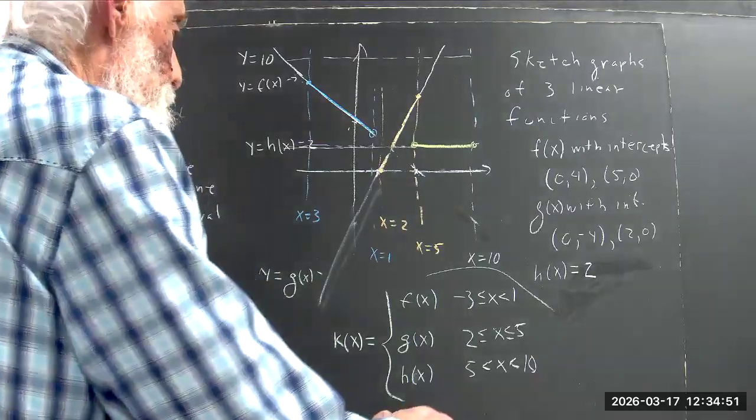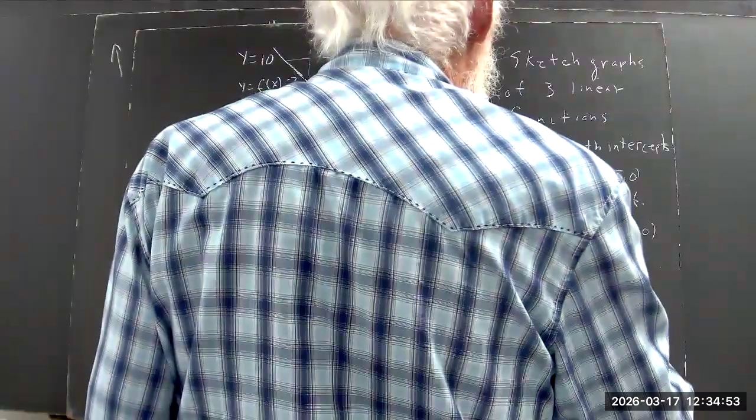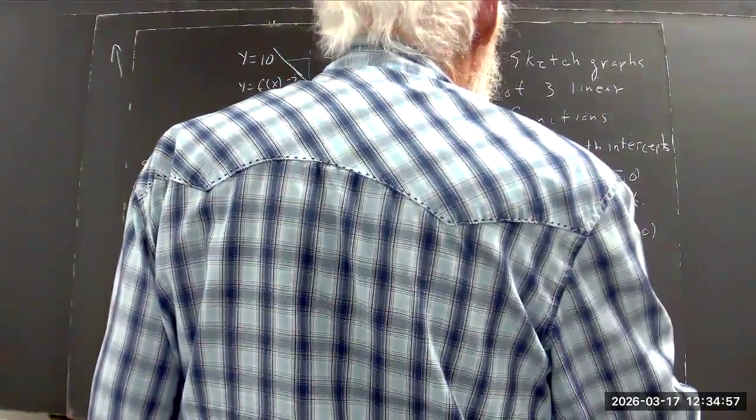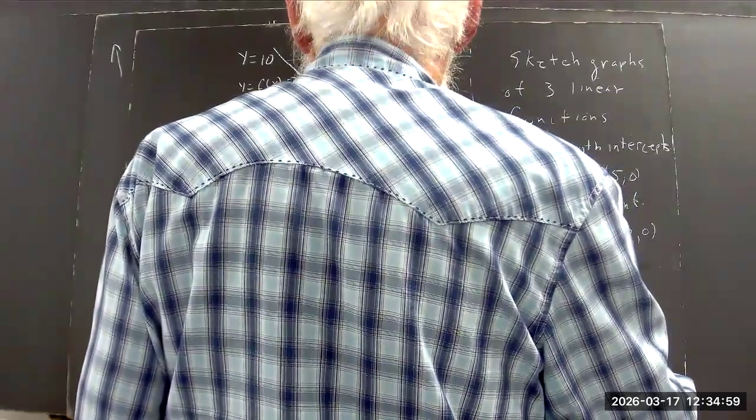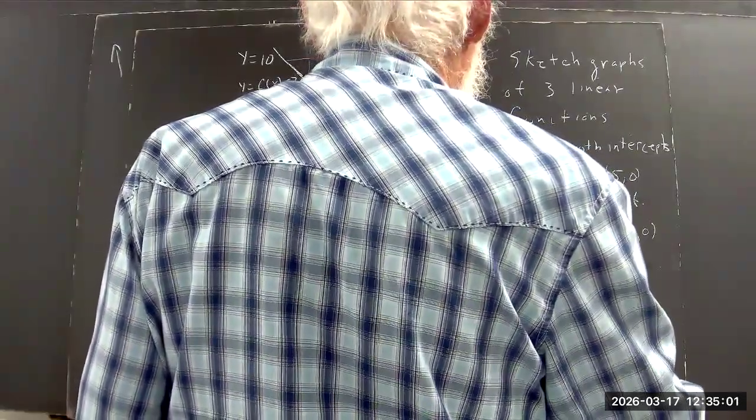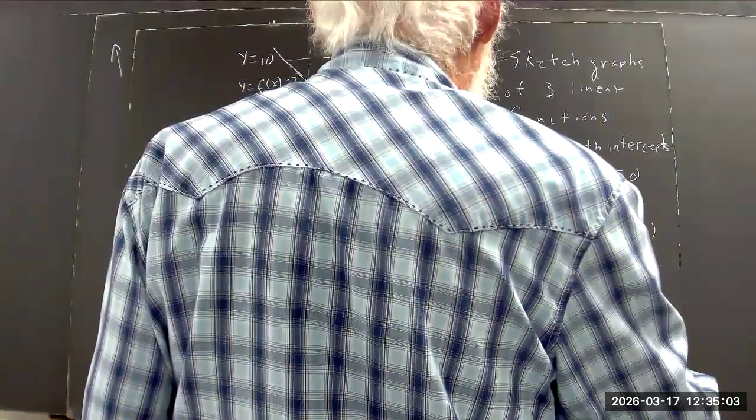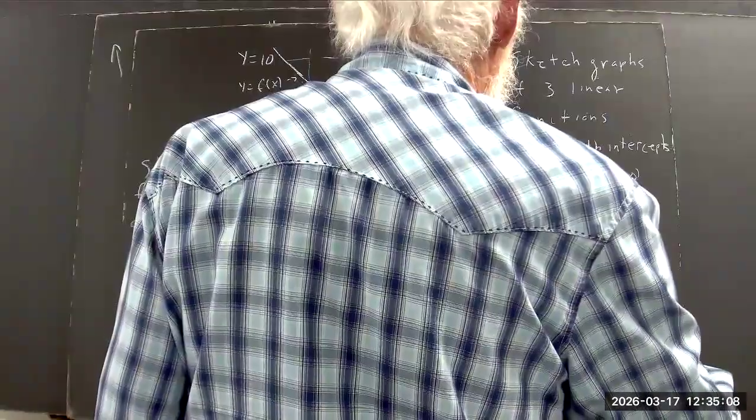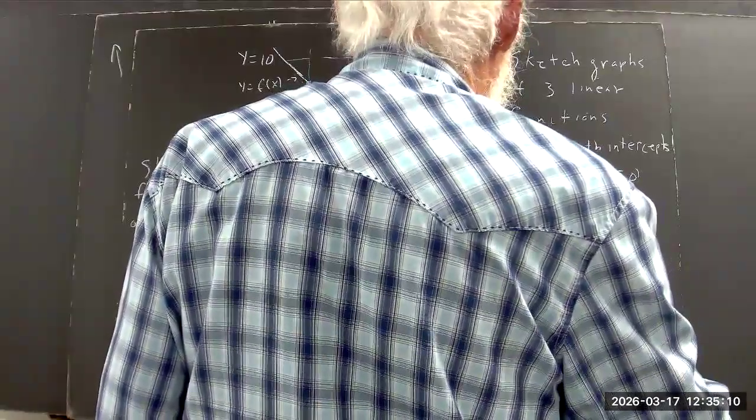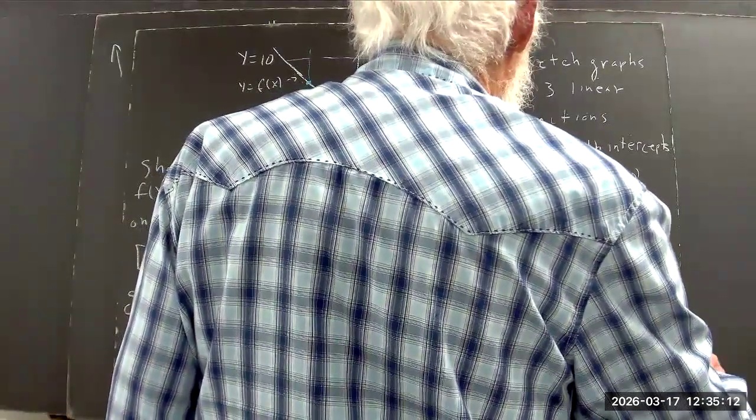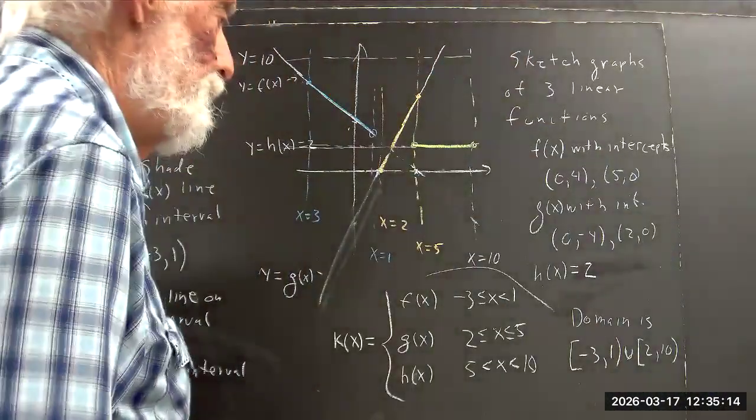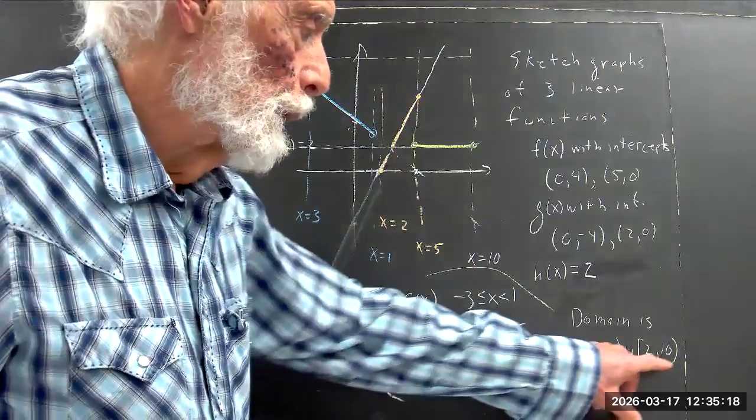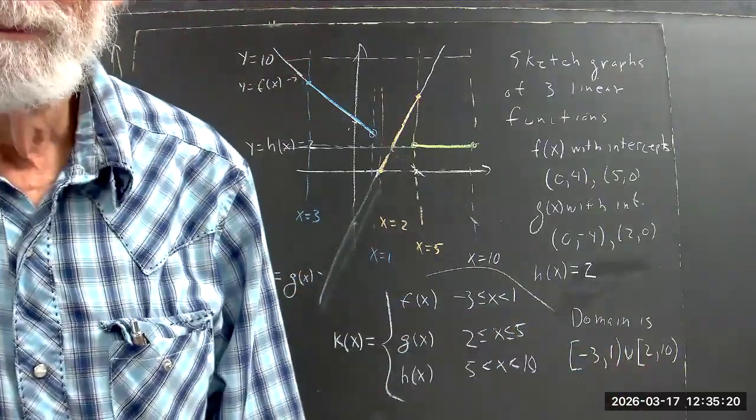So that the domain is [-3, 1) union with [2, 10), with open right endpoints in each of those intervals.